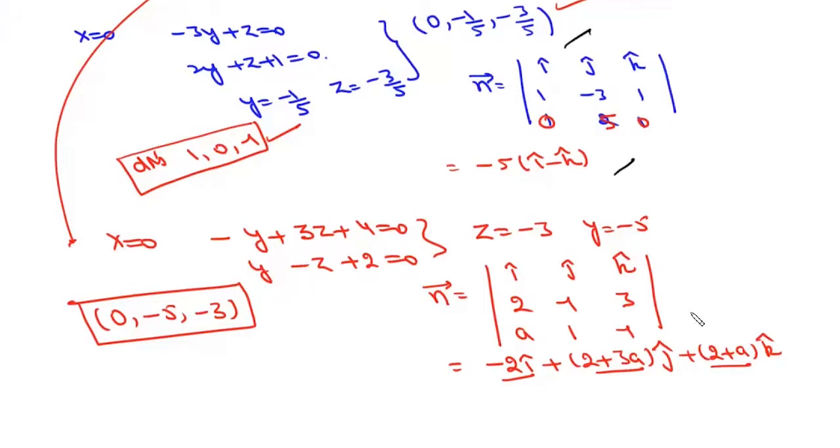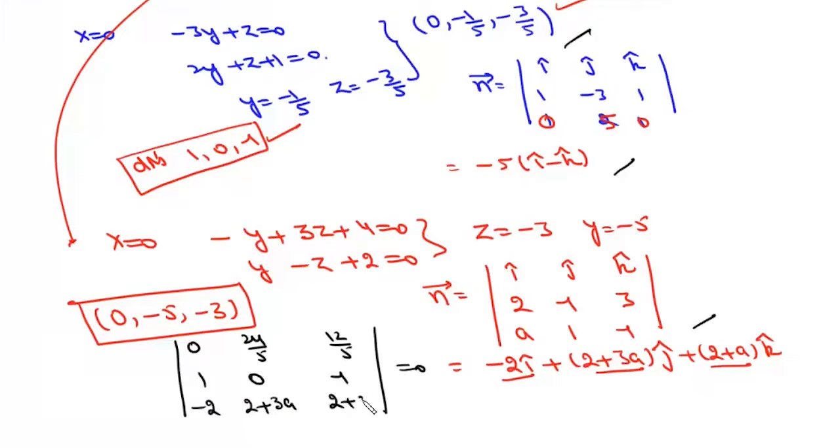Now if these two lines are coplanar, then this determinant, which is x2 minus x1, must vanish. Now x2 minus x1 is 0 minus 0, and then minus 1 by 5 plus 5, so there will be 24 by 5, and then 3 by 5 plus 3, 15 minus 3 is 12 by 5. And then the direction ratios for the first one are 1, 0 and minus 1. And for the second one, they are minus 2, 2 plus 3a, and then 2 plus a. The value of this determinant must be 0.